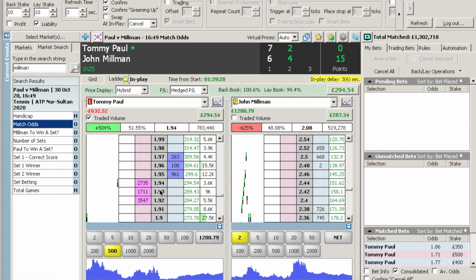Now, just a quick word on my staking. Although I'm staking £500, I'm in no way risking £500. I'll be exiting my trades long before I even lose £100 of this. So it's staking, not risk.